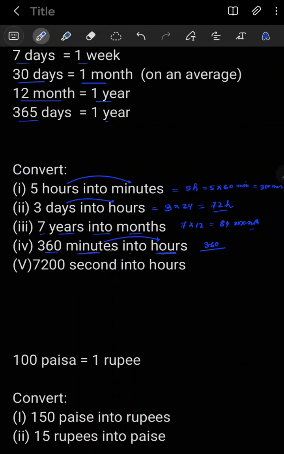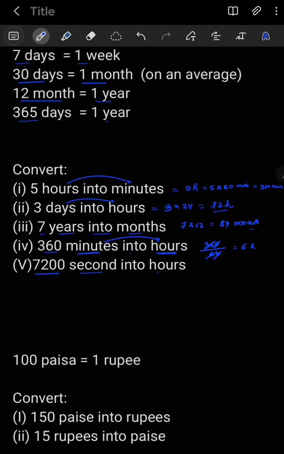So in 1 hour how many minutes? 60 minutes. Then the 0 and 0 will be cancelled. Then 36, if you divide with 6, how many times? It will go 6 times. So it means 360 minutes is equal to how much? 6 hours. Okay, like that you have to convert.